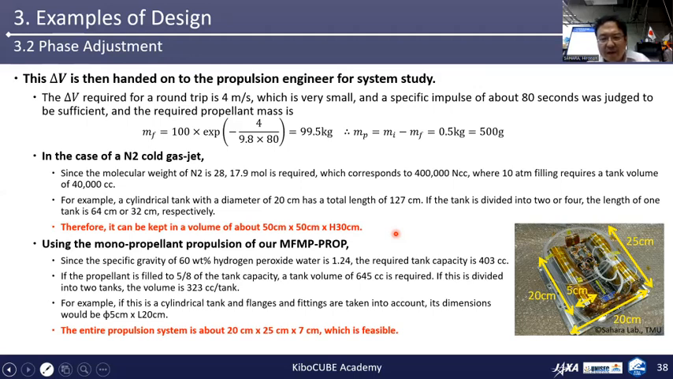Of course, the higher the gas pressure, the smaller the tank volume becomes. But the tank becomes considerably heavier to ensure a margin of pressure resistance. Alternatively, the monopropellant mode of MFMP prop that I am developing can be employed to achieve a propulsion system with considerable margin.